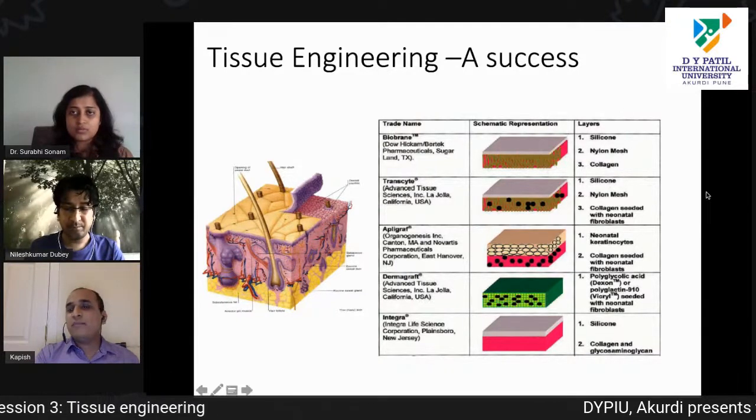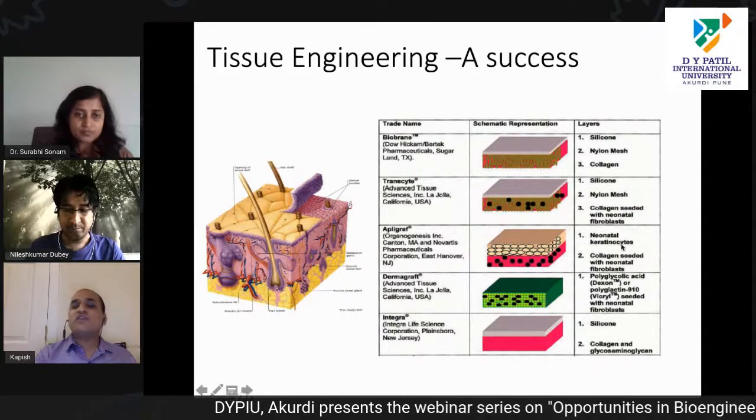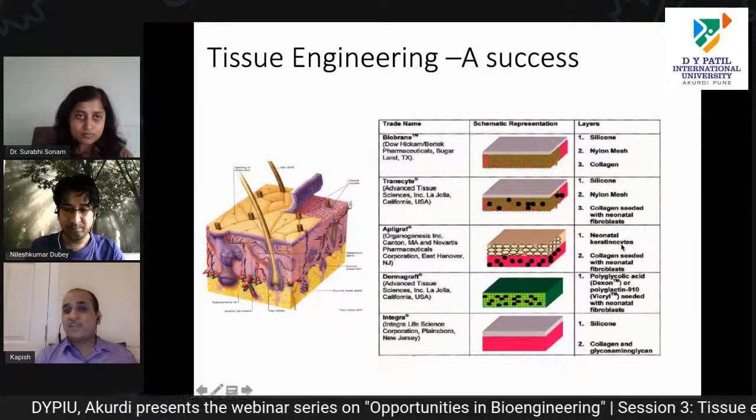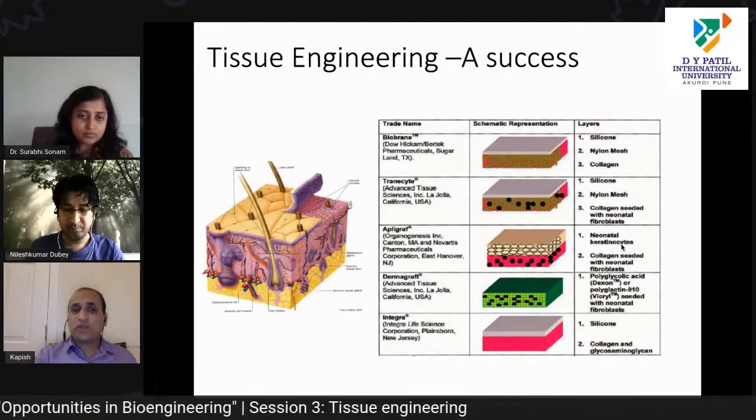But with time, there has been the development of some new tissue engineered grafts which also have cells which can provide better support to the skin.